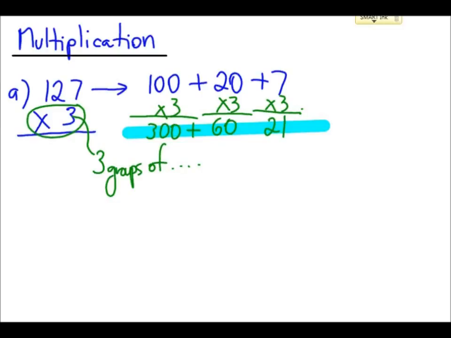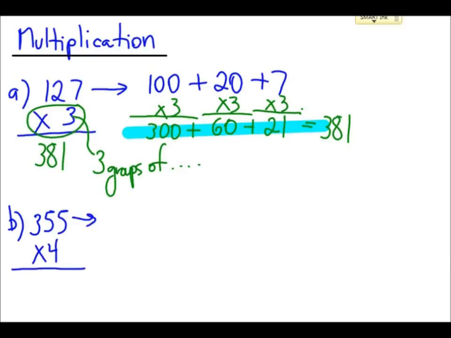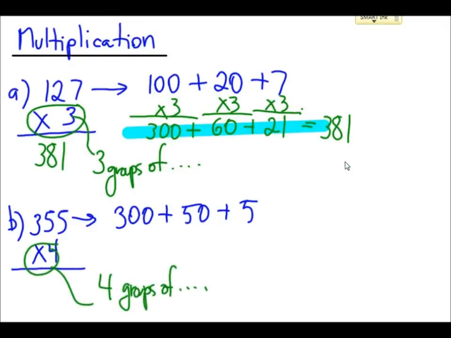To get my final answer, I add those together. So I'm going to do 300 plus 60 plus 21, and that equals 381. So that's the answer to the original question. Let's try another one of those. Here I have 355 times 4. So that means 4 groups of 355. So after I expand it out to 300, 50 and 5, I need 4 groups of 300. I need 4 groups of 50 and 4 groups of 5.